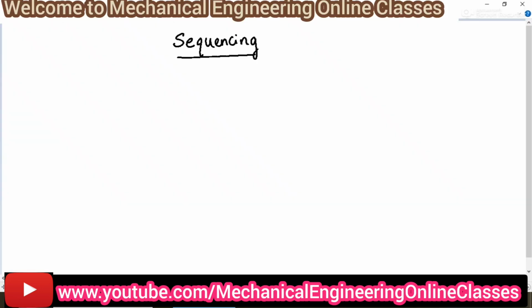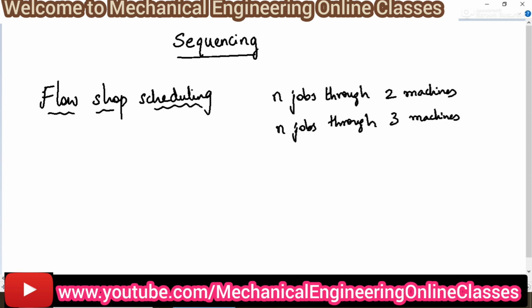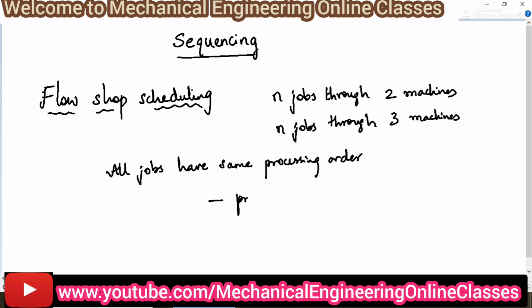In our previous videos, we have learned flow shop scheduling, where we have learned the sequencing of n jobs through 2 machines and n jobs through 3 machines, wherein all the jobs have the same processing order. This is applicable for a product layout.